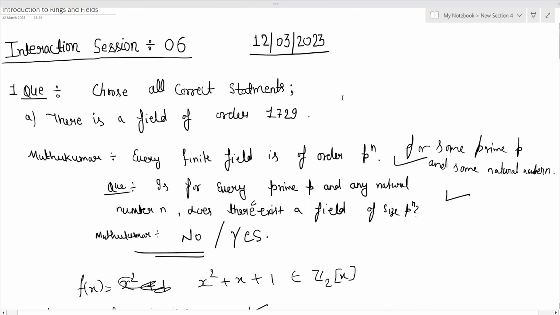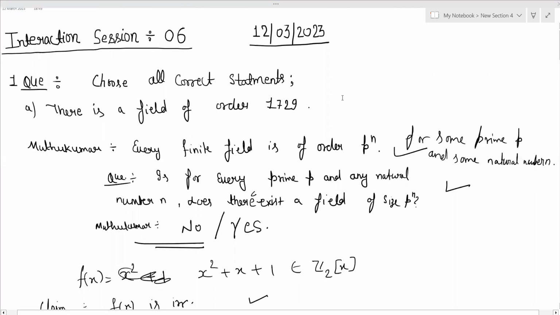Now come to this first part. There is a field of order 1729. Is this true or false? Sir, 43 squared, I got 1849. Not 43 squared. Can you write it as a prime power? Think about some different prime powers.